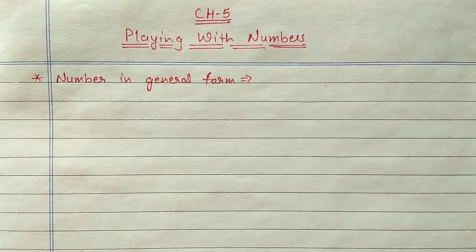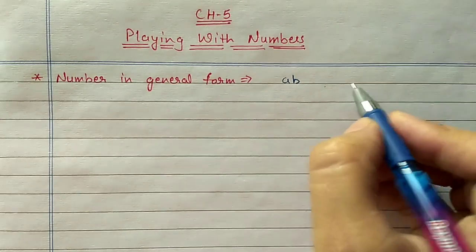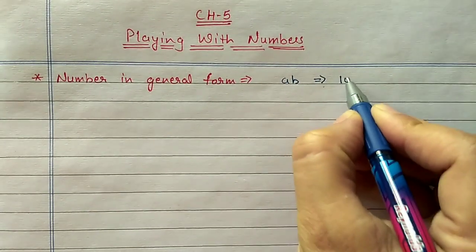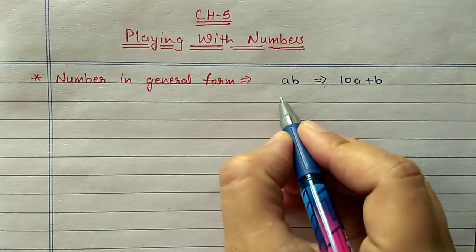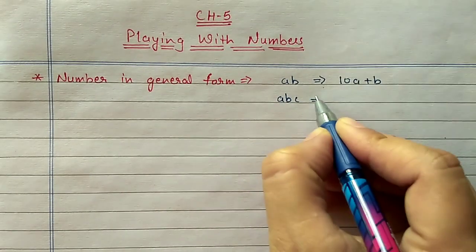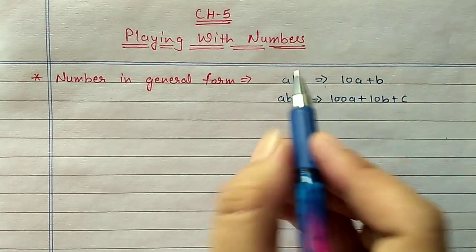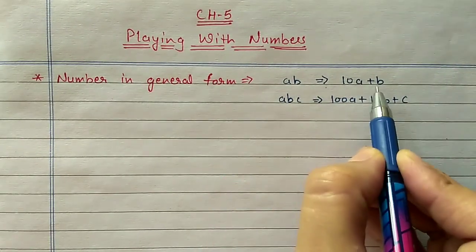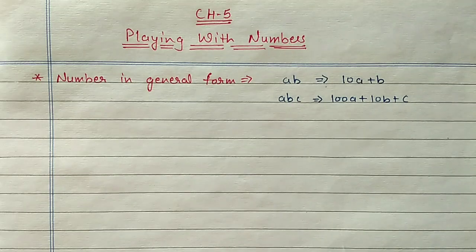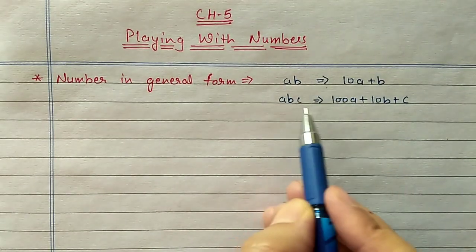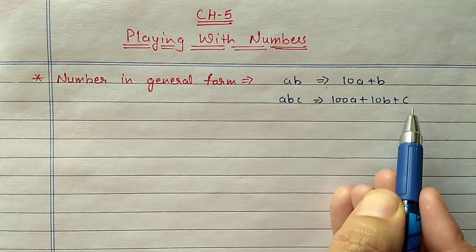So the first thing is the number in general form. If you have a 2-digit number AB, the general form of this number is 10A plus B, which means we have to write the number with its place value. If you have a 3-digit number ABC, then its general form will be 100A plus 10B plus C. B is at the unit place, so we multiply B with 1. A is at the 10 place in a 2-digit number, so we multiply A with 10, and in a 3-digit number A is at the 100 place, so we multiply with 100, B with 10 and C with 1.